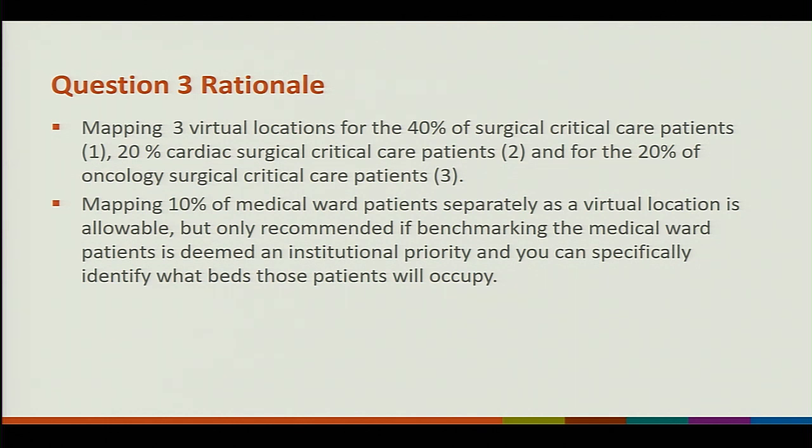In any of those situations too, because the majority of those patients are going to be surgery, you can include those ward level patients if their beds are located within that area, because there's such a low number that they're not going to lower you past that 80% threshold. So in addition, just mapping 10% of medical ward patients separately as its own virtual location, it's allowable, but we really only recommend it if benchmarking that medical ward is deemed an institutional priority. So, if you're able to separate those patients out by their bed type and you really want to account for those medical ward patients specifically, you're able to do so with virtual locations.